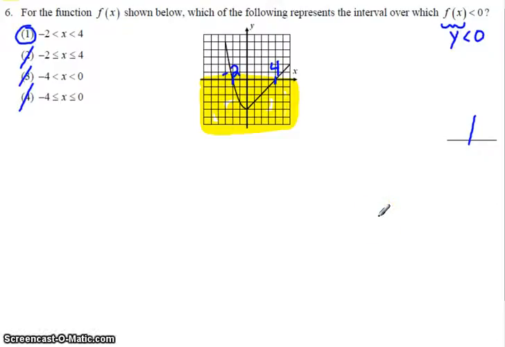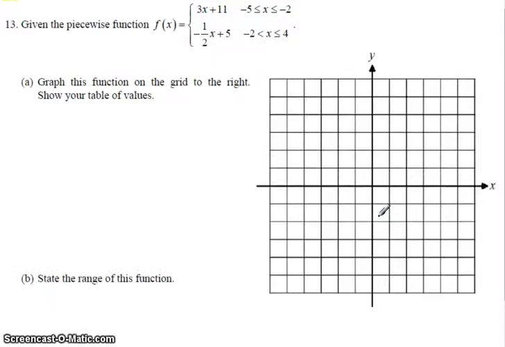All right, on to the last one, number 13. This is a piecewise function. I know this was one of the tougher topics this year. It's really not that difficult an idea, it's just sometimes hard to graph these things. Well, what do we got?